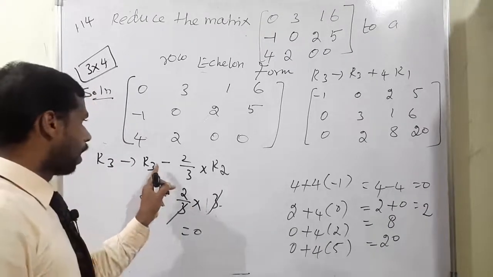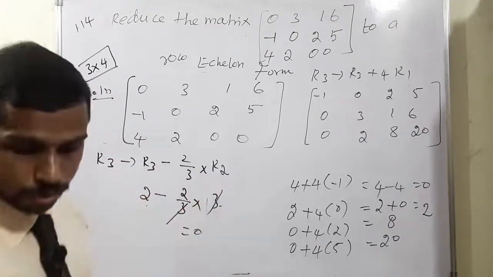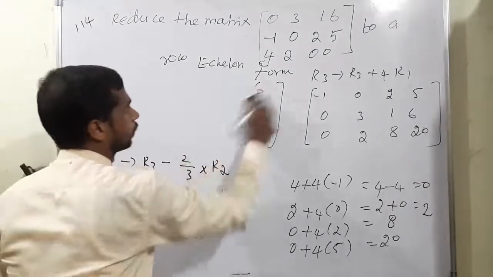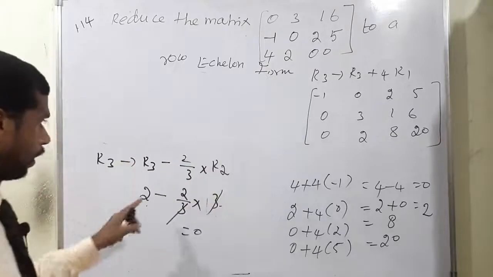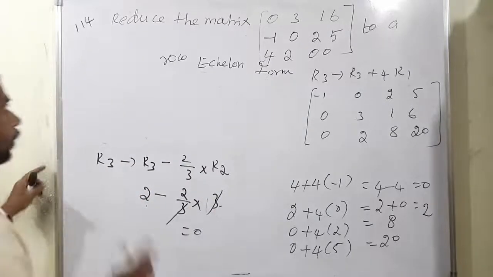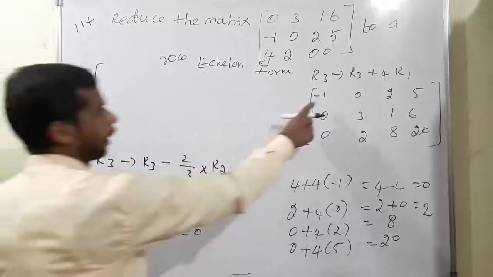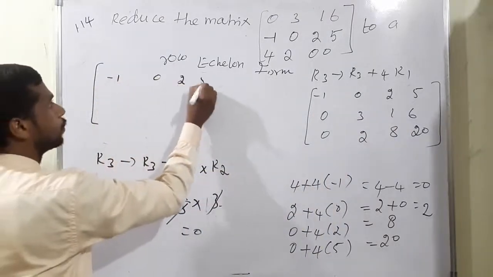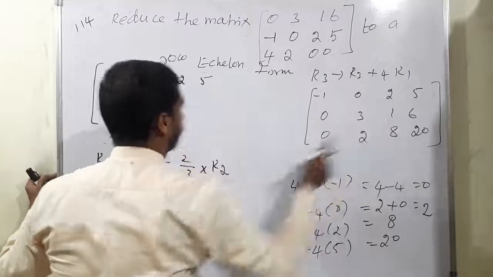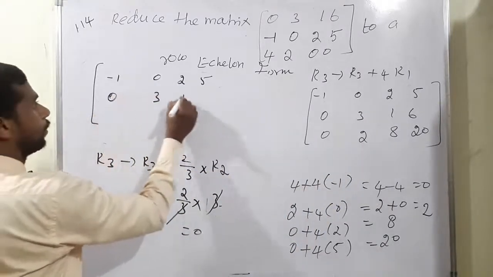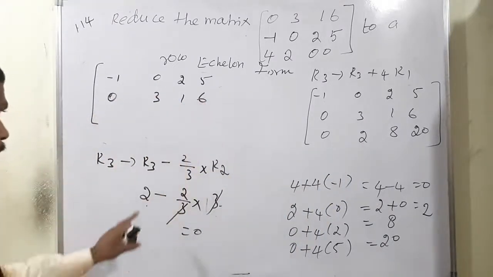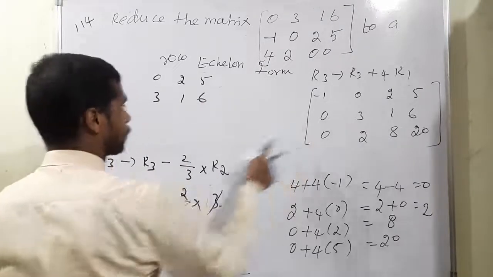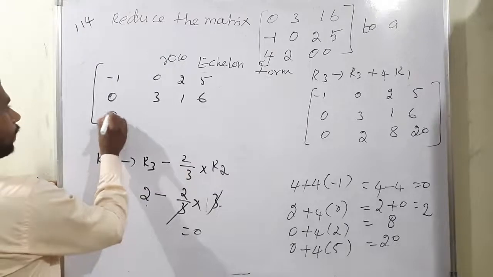So what we have to do? R3 minus 2 by 3 into R2. Therefore R1, R2 as it is. What is R1? Minus 1, 0, 2, 5. R2: 0, 3, 1, 6. So next one, R3 means R3 minus 2 by 3 R2. Comparing 0, definitely value will be 0.